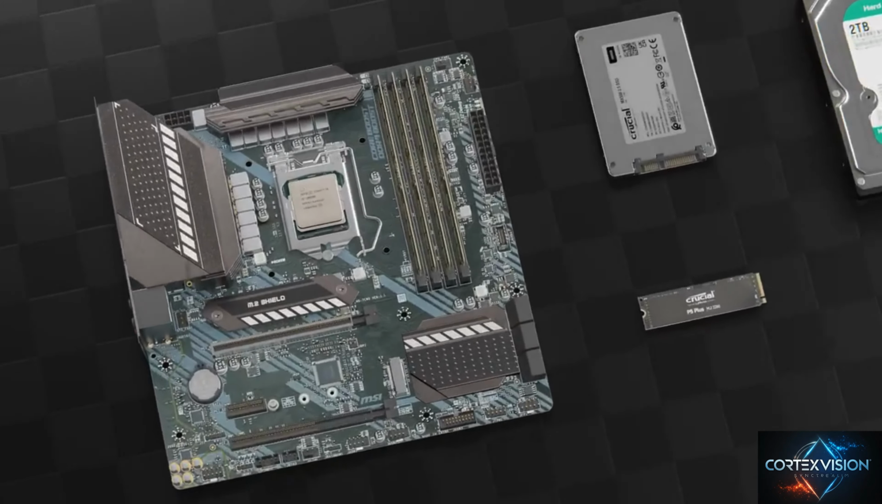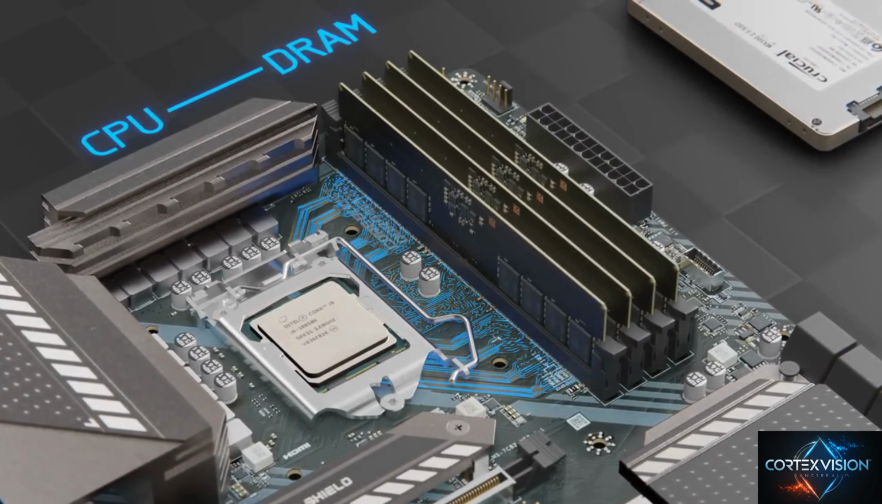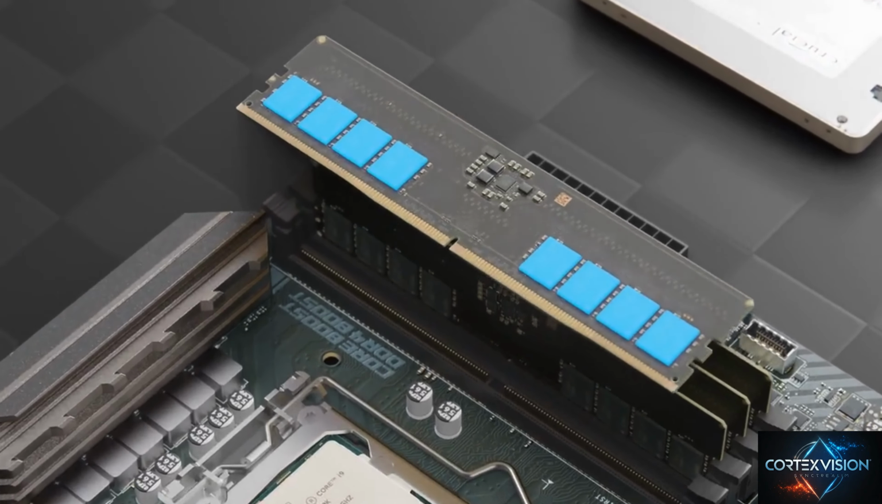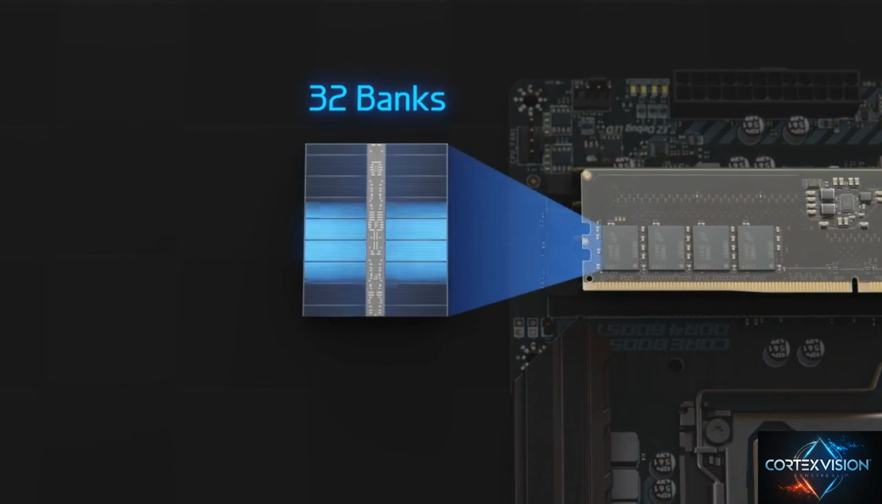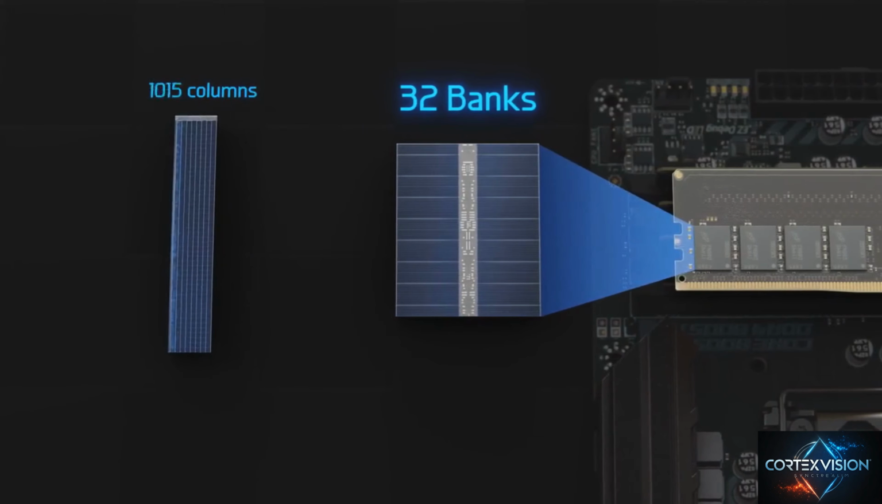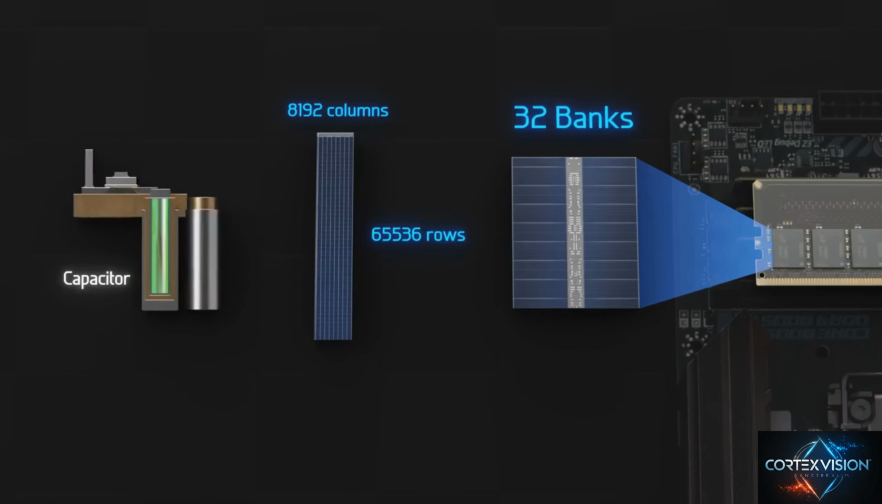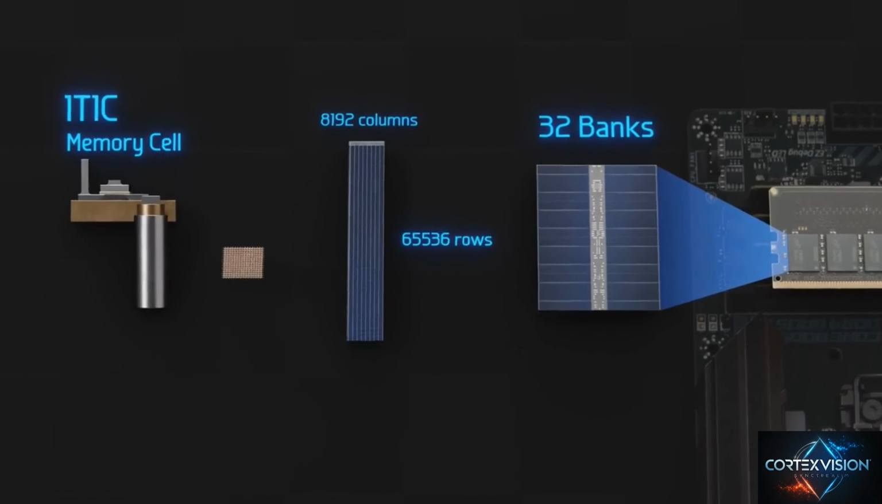But quickly, the CPU communicates directly with the DRAM through memory channels running inside the motherboard. Inside each of these 8 DRAM chips is an integrated circuit composed of 32 memory banks, each 8,192 columns wide by 65,536 rows tall.